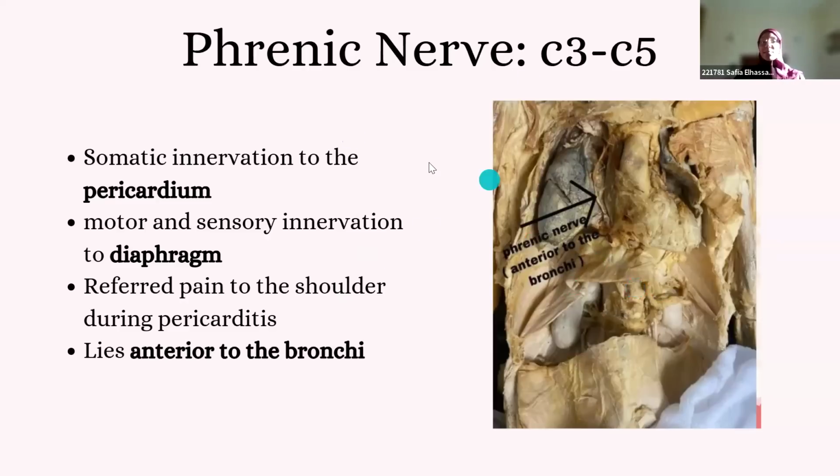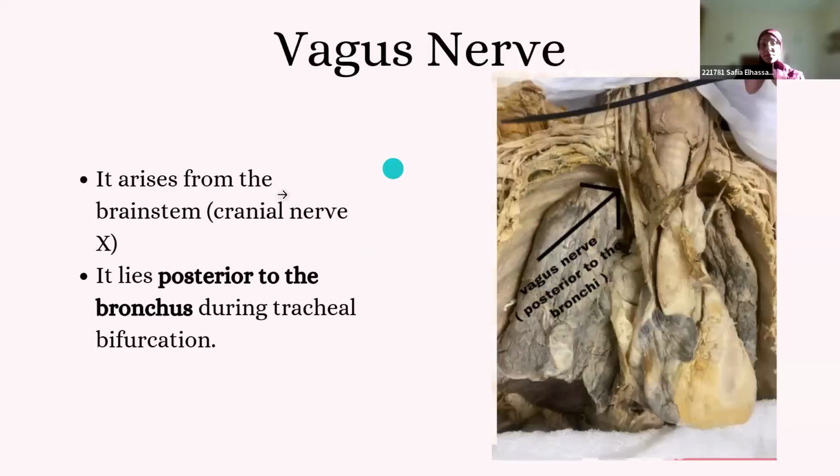So one thing that's very important to remember about the phrenic nerve is that it lies anterior to the bronchi. This is in comparison to the vagus nerve. So the vagus nerve is a cranial nerve. It's cranial nerve number 10 that comes from the brainstem, and it lies posterior to the bronchus during tracheal bifurcation.